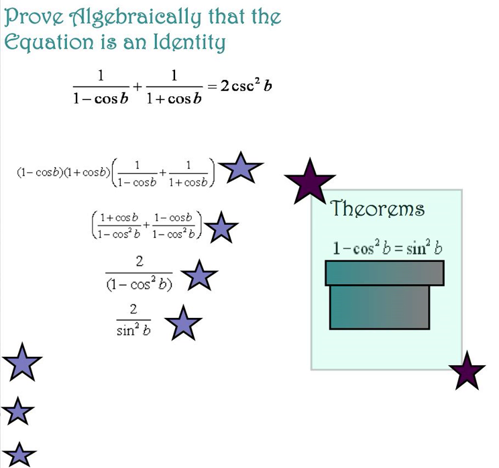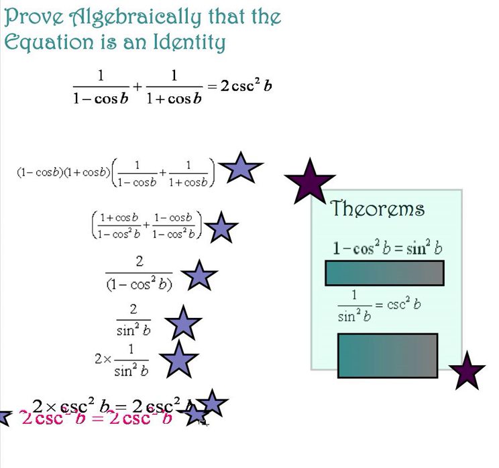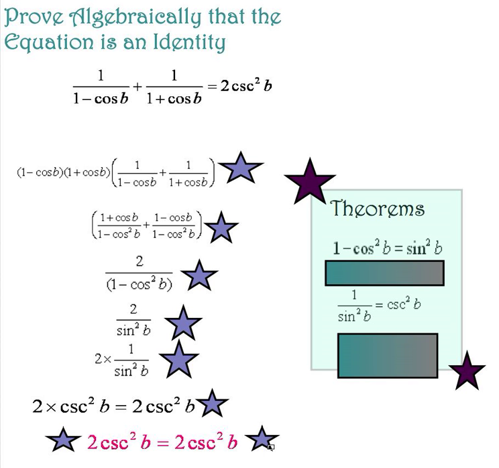Factor out the 2 from the numerator. Using your knowledge of the reciprocal property for cosecant, transform 1 over sine squared b into cosecant squared b. Distribute the 2, therefore multiplying cosecant squared b by 2. The left side of the equation now matches the right side of the equation, and we have proven the identity.